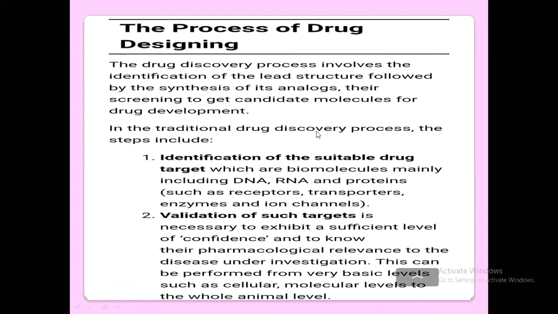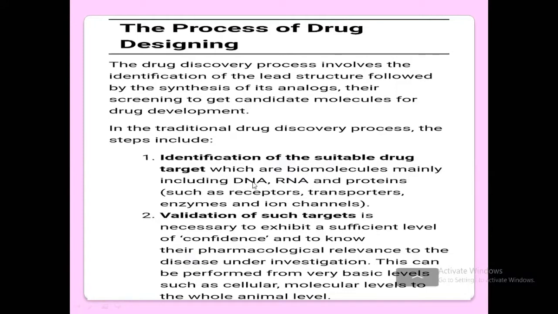In the traditional drug discovery process, that is the old method we have been using from the last century, what are all the steps involved in the processing of a particular drug design? First step, identification of the suitable drug target. The target means the area of the disease to be targeted. You have to identify that target, which may be some biomolecules, mainly DNA molecules.